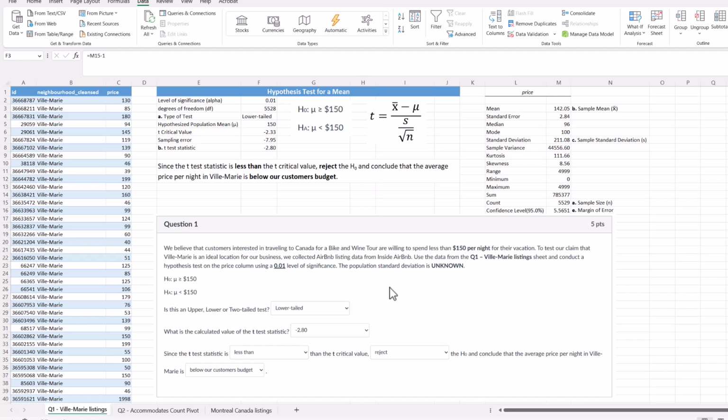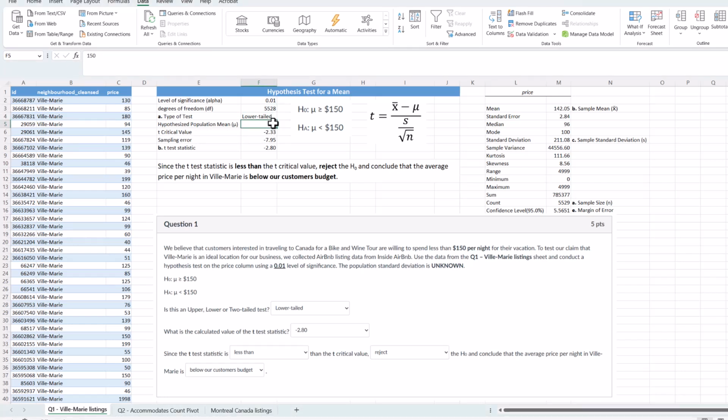So next, we need to calculate the t-test statistic. But before we do that, we're going to determine what our hypothesized population mean is. We have our hypothesis statements here, and so our hypothesized population mean is going to be 150, so I'm going to plug that in here.